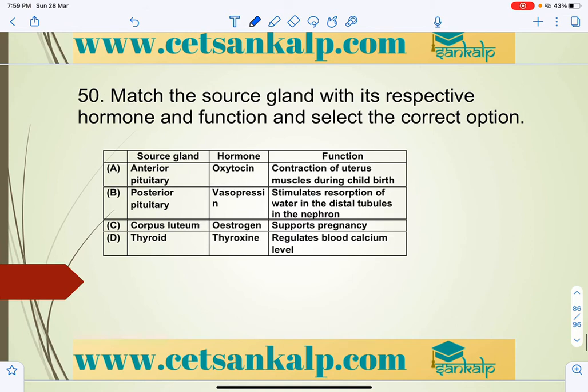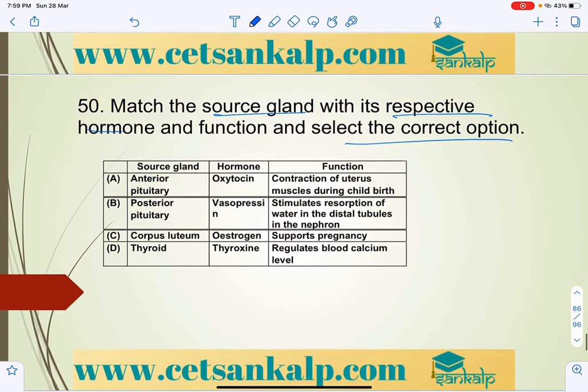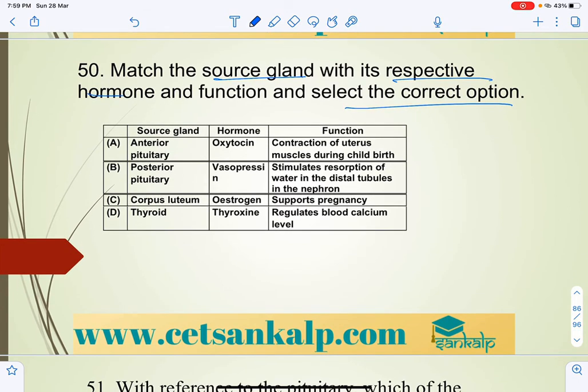And next, match the source gland with its respective hormone and function. Select. Here also we can select generally. Anterior pituitary, oxytocin, no, that is the posterior pituitary, that stores it, wrong. Select the correct option. Posterior pituitary, vasopressin, correct, stimulates the reabsorption of water from the distal tubules of the nephron. So this we select, this is the correct answer.